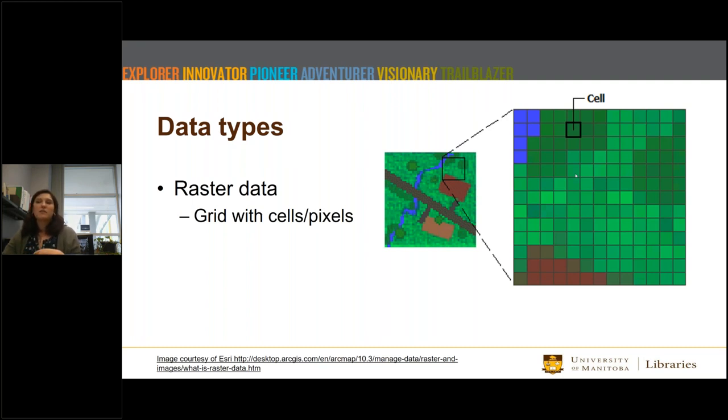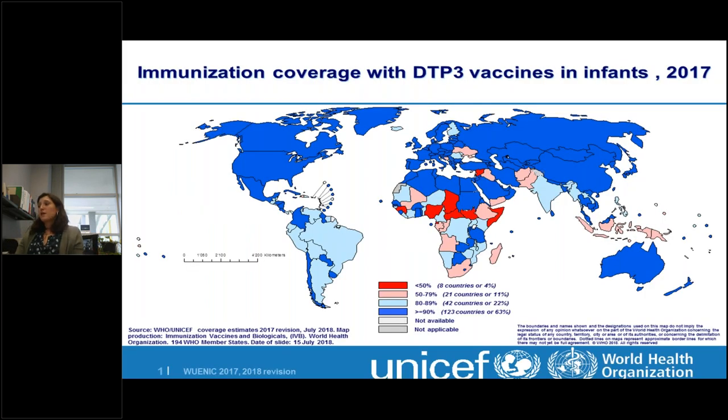online, freely available, that kind of give you an idea of how you can display health-related geographic information. So the first one is from WHO. It is immunization coverage with DTP3 vaccines in infants from 2017, and it actually was updated in July of 2018. And this is just a very simple geographic visualization of vaccine coverage in the world.